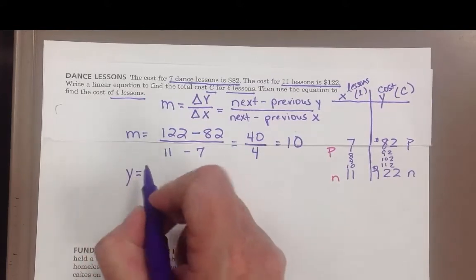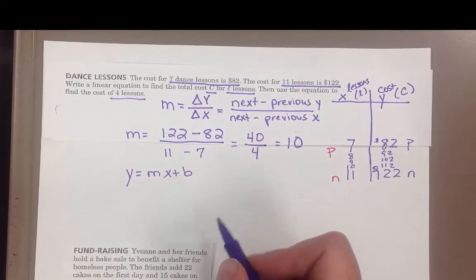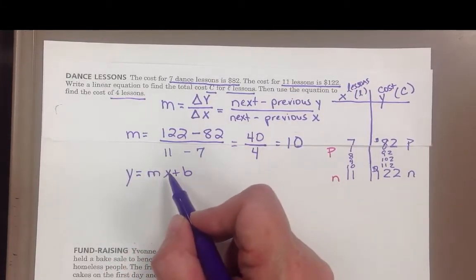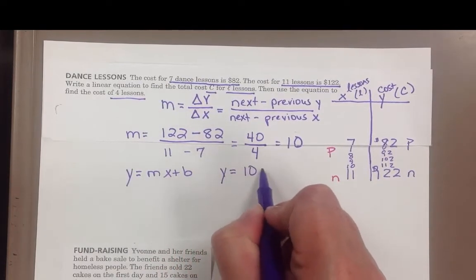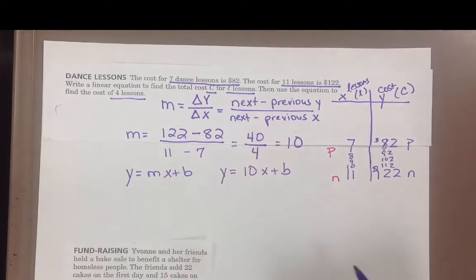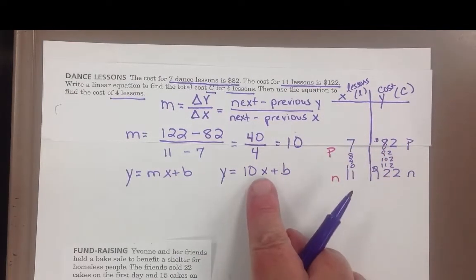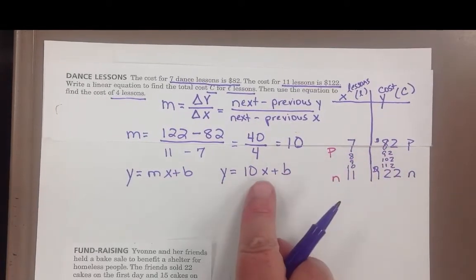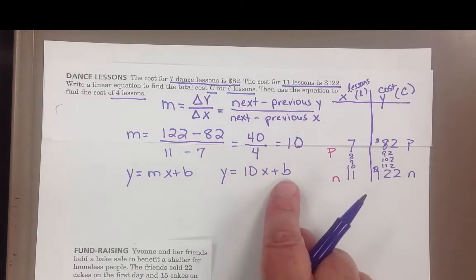Y equals mx plus b is my slope-intercept equation, and I know my slope. This is m. So I'm going to just replace or substitute the 10 in for the m. So y equals 10x plus b. Okay, but I don't know b. I don't know what it is at 0. So instead I'm going to use one of my ordered pairs from over here, and I'm going to plug it in for both x and y into the right spots, and then I'll be able to solve for b.